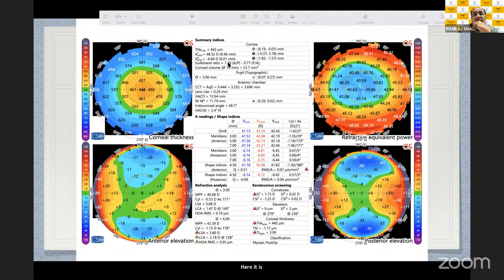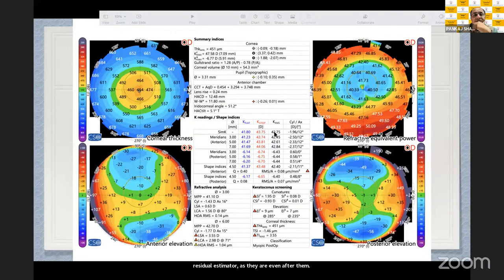Here the Goldstein ratio is 1.29. This is a myopic ablation. See this island, which has been flattened after the ablation. The cornea is very thin over here, 444, and the power is very low in this area. Here it calculates and comes out as myopic post-op. You don't have to worry about these values; it will just give you the diagnosis, myopic post-op. K1, K-steep, and K2 show some residual astigmatism even after the myopic ablation.